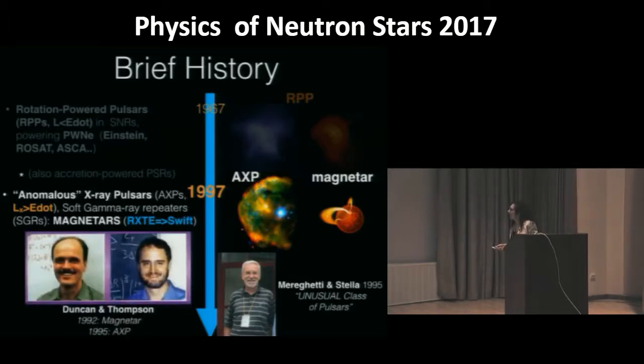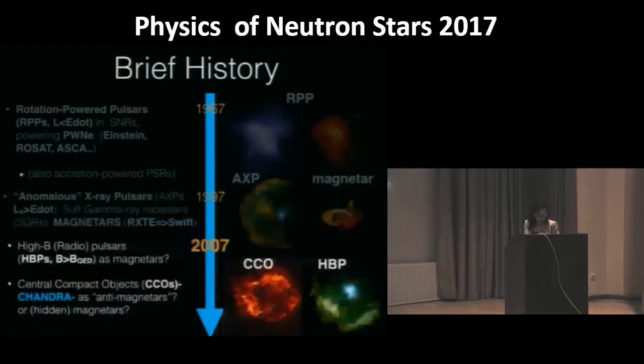Now, also the terms magnetar and AXP were first coined in 1992 and 1995, respectively, by these two gentlemen. And in the past decade, thanks to more radio studies and particularly the Chandra X-ray telescope, we have started to learn a lot about these growing classes of neutron stars, namely the high B radio pulsars with magnetic field exceeding the QED value and possibly behaving as magnetars, and the central compact objects, or CCOs, typified by the Cassiopeia A CCO, which are now dubbed anti-magnetars, or hidden magnetars. So we are now in the era of, instead of talking about these as different classes of neutron stars, attempting to unify these different classes.